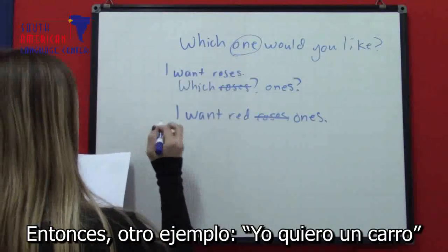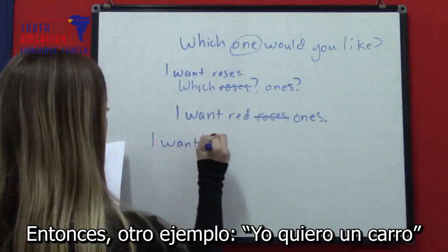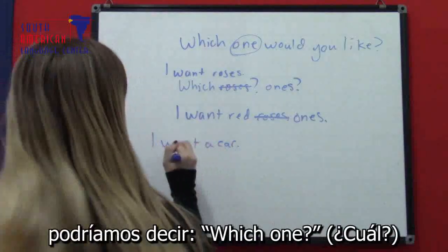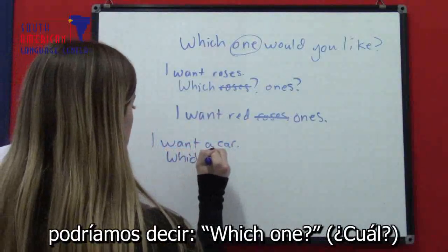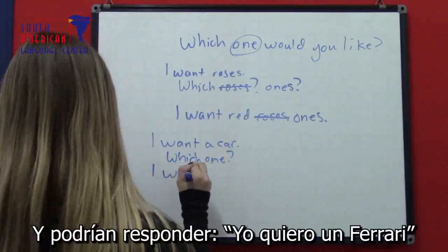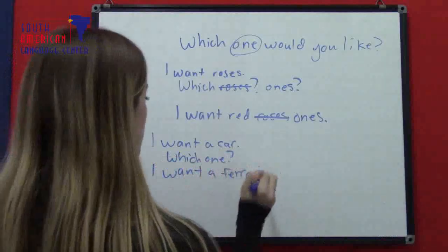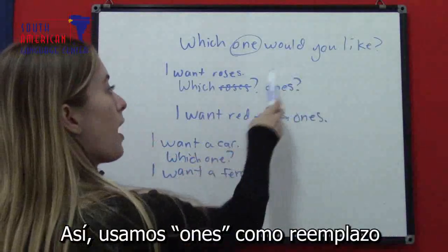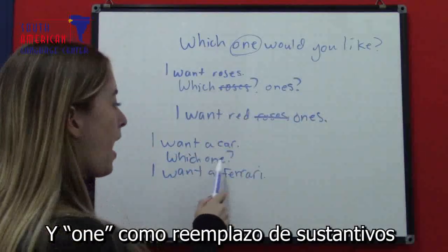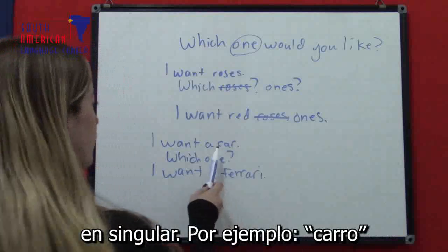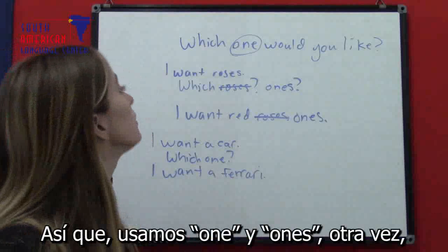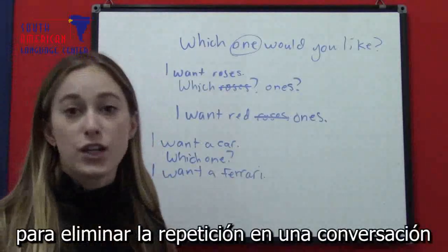So another example, I want a car. Instead of asking which car, we could say which one? And you could respond, I want a Ferrari. So we use ones as a replacement for plural nouns, roses, and one as a replacement for singular nouns, for example, car. So we use one and ones, again, to eliminate the repetition in a conversation.